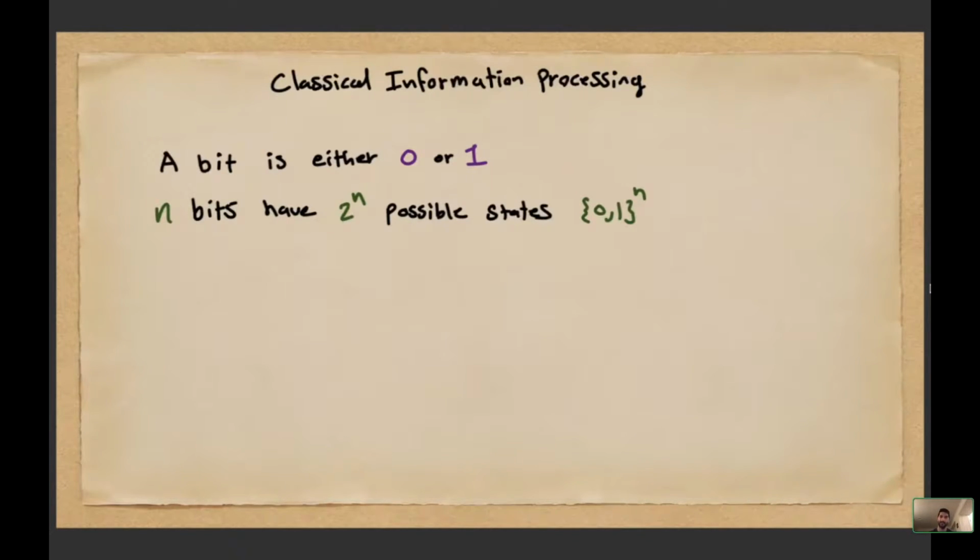So in classical information processing, we have these entities called bits. That's what all computers use and how computation is done. A bit is something that's going to be in one of two states. It's either 0 or 1. And if you have n bits of information, that means that those n bits can store 2 to the n possible different states, namely all the strings with zeros and ones in each of them.